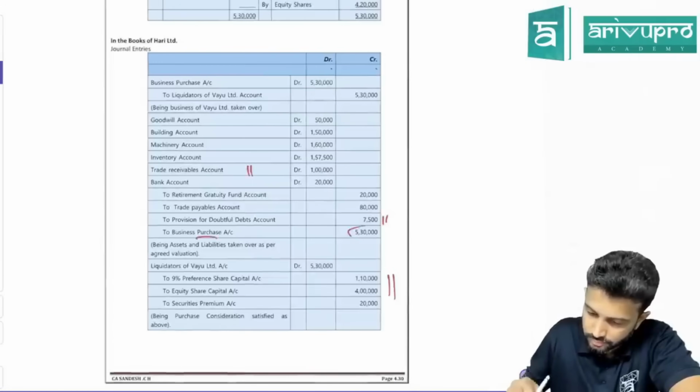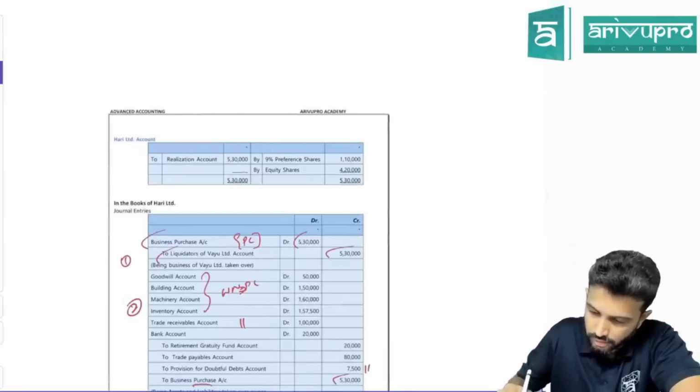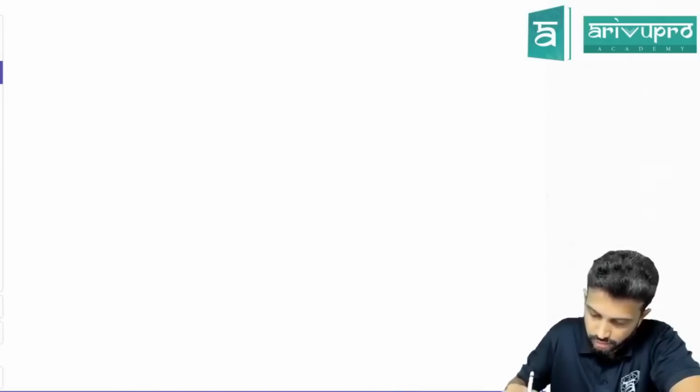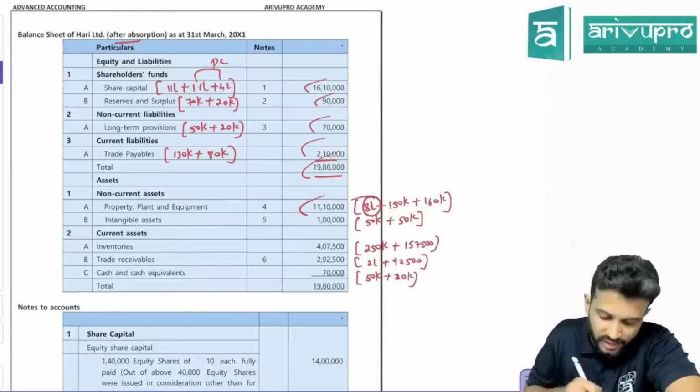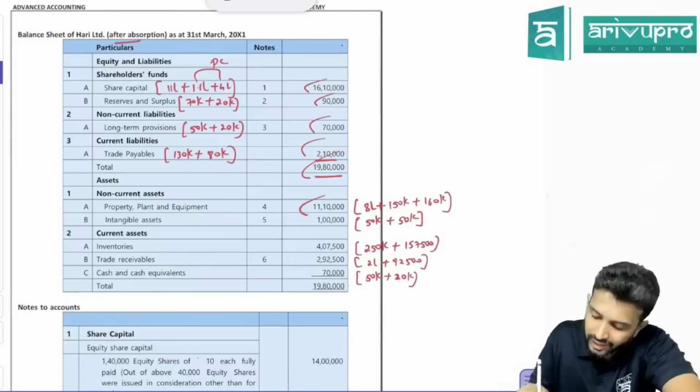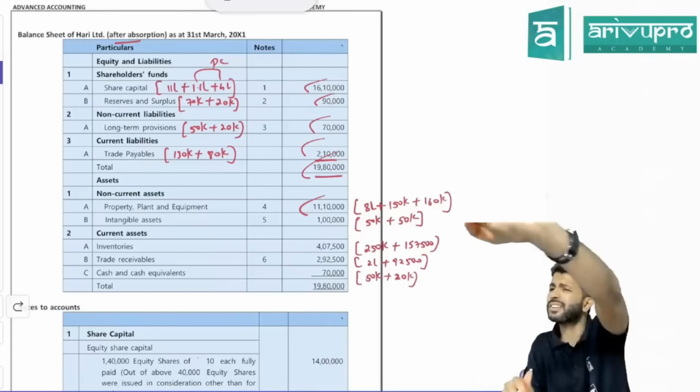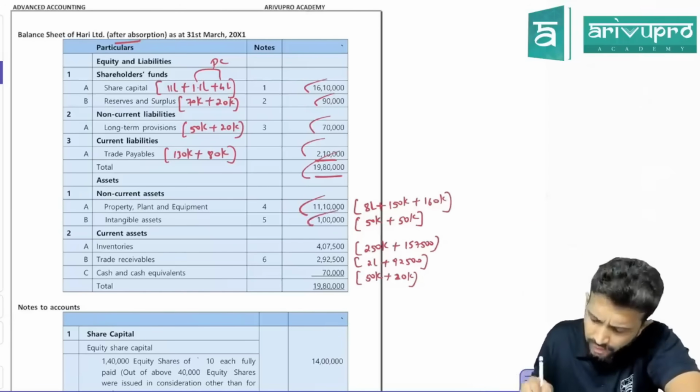Where did it go? Here, 11 lakh 10,000. That's it. So take the purchasing company's PP value and take the agreed value of PP of the selling company. Go on adding. So goodwill they have only given.